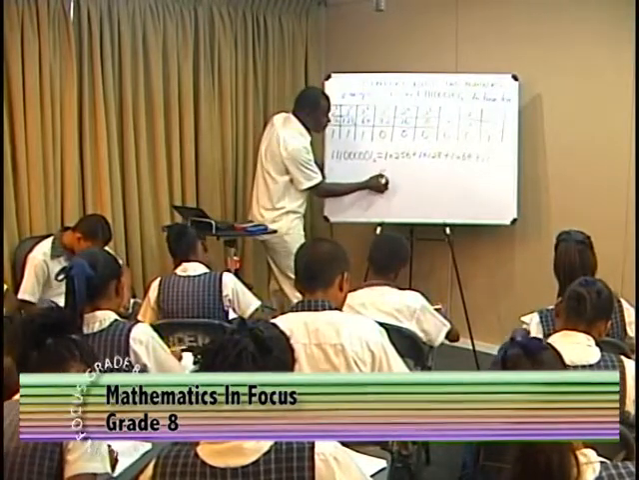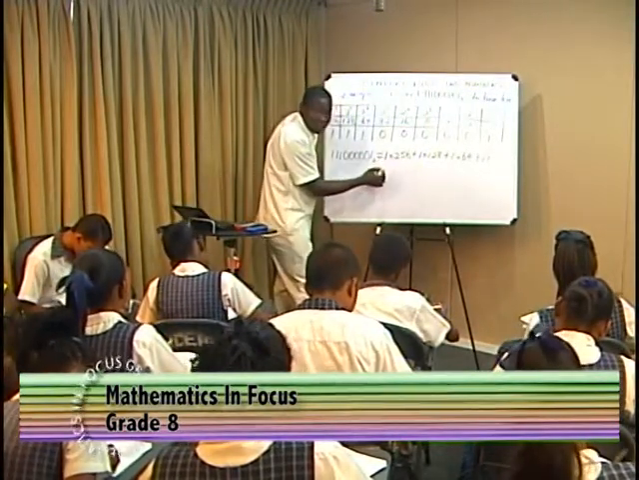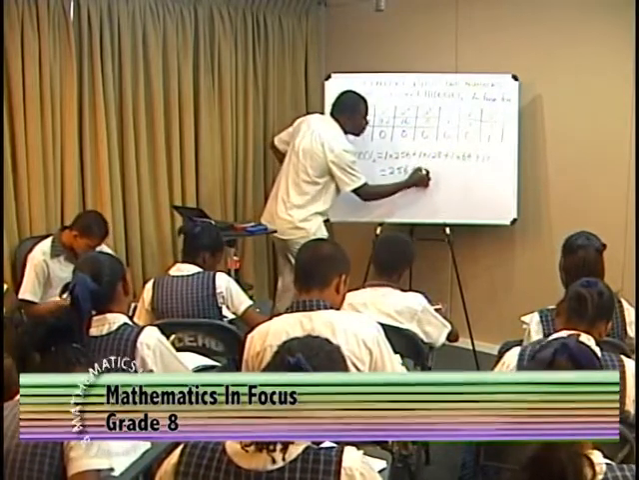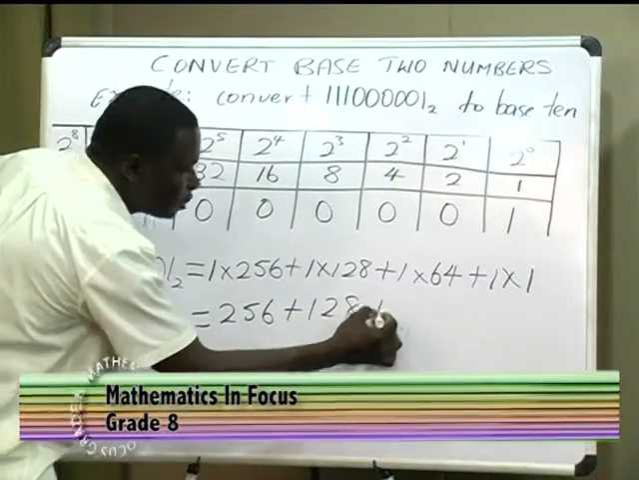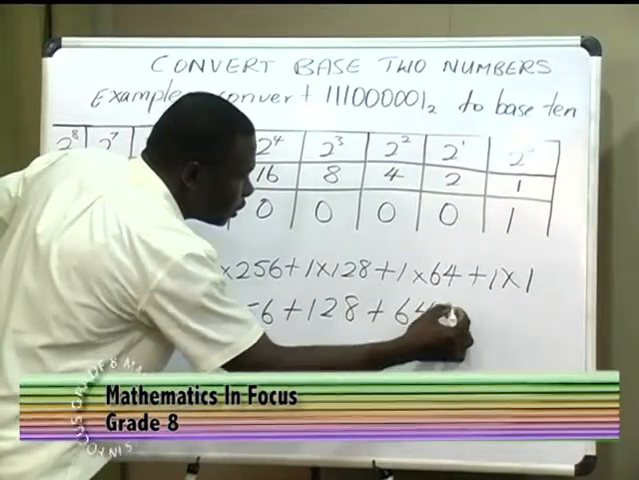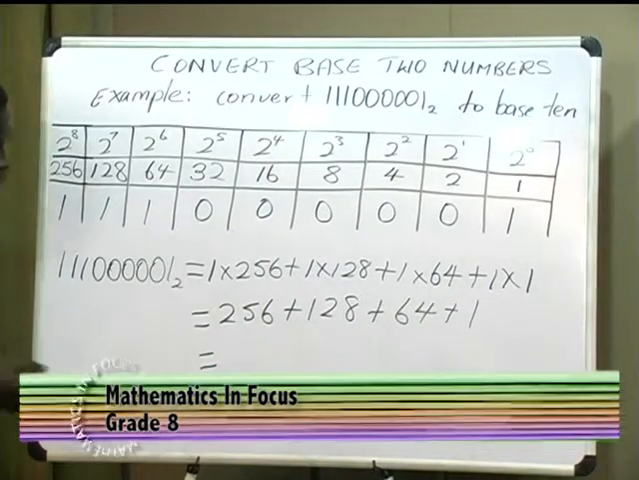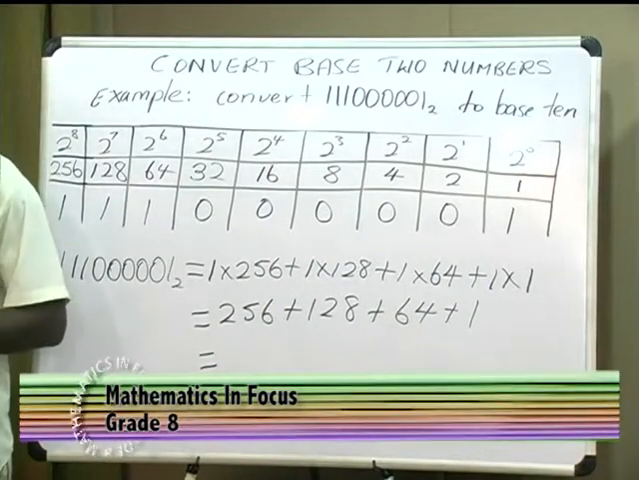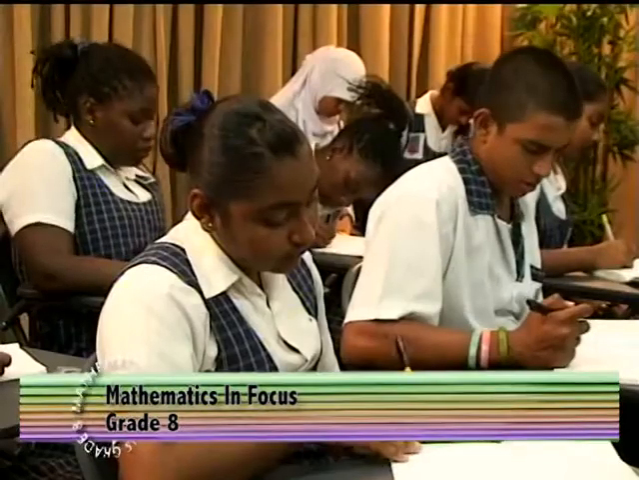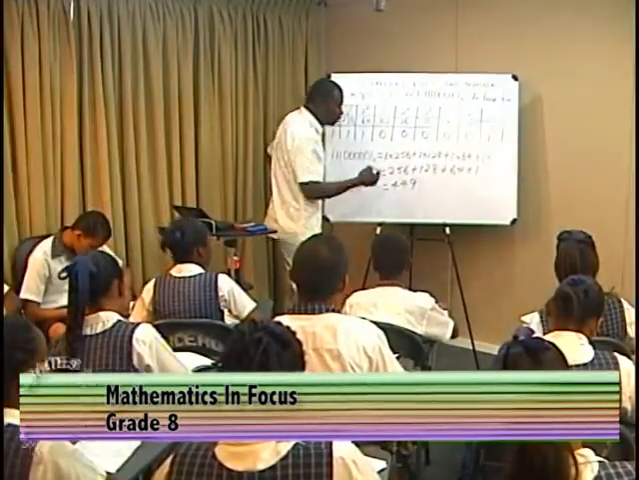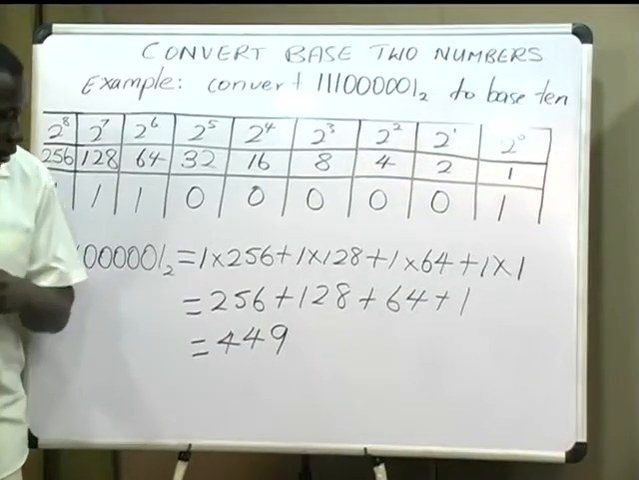So what we have, let us multiply. When you multiply by 1, you get back the same number, so it will be 256 plus 128 plus 64 plus 1. And somebody can quickly add those up. 449. Someone is saying the answer is 449. And I agree with you, 449 is correct.